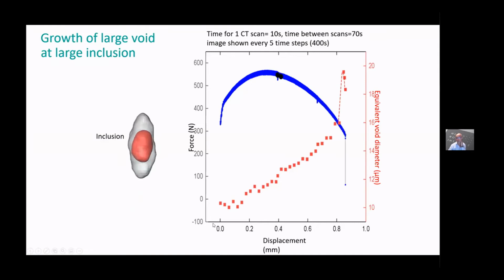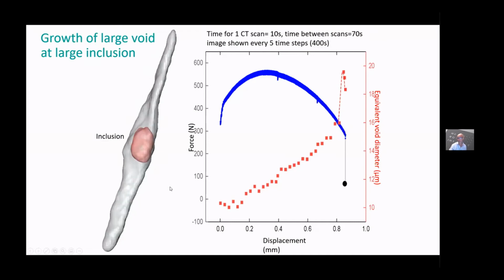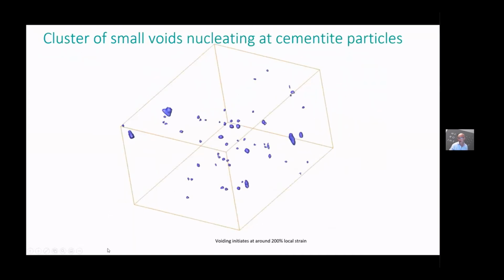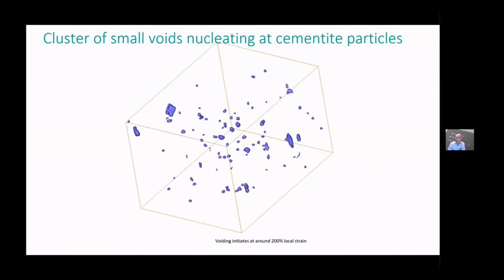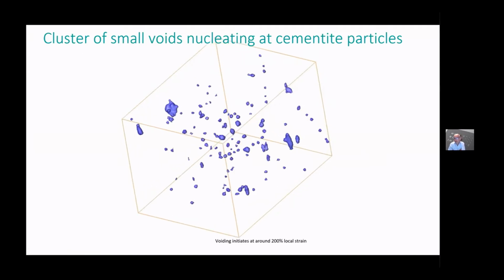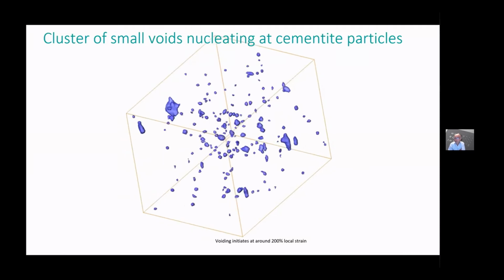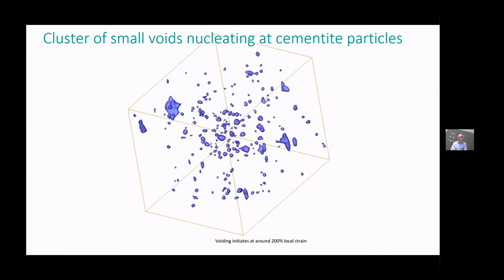But the void doesn't extend very far laterally. It extends longitudinally, but not laterally. And so that's why we get these very deep voids on the fracture surface. If we look, in addition, we get the nucleation of very, very small voids, much, much smaller voids, but many hundreds of them. And these nucleate from the cementite particles.